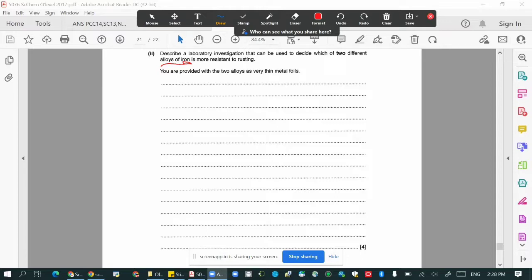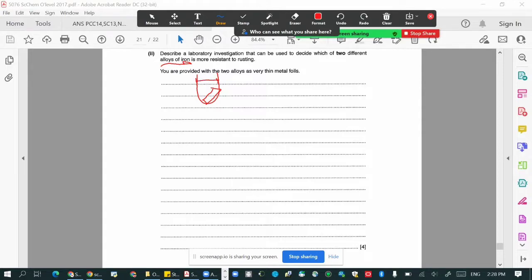So step 1, draw the diagram, a very, very simple diagram. You can use a test tube and then the metal foil. Now, how much metal foil do you use? It's very difficult to weigh two metal foils of the same mass. So what you can do is just weigh the metal foil, then find out the percentage increase in mass. Later on we'll talk about that.